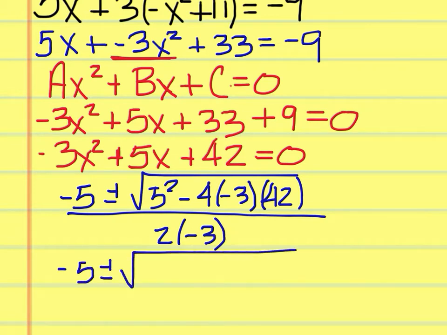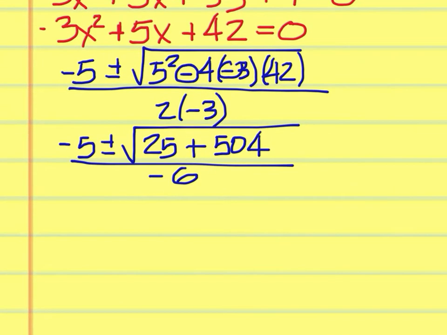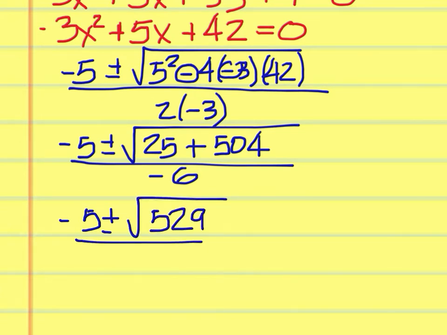So simplify under the square root sign. You have a double negative there and there. 5 squared is 25. It will be plus. And then you have to do 4 times 3 times 42 to come up with 504. On the bottom, it's a -6. Under the square root sign, 25 plus 504 is 529. Check to see if that's a perfect square by finding the square root of 529. And that will be 23.